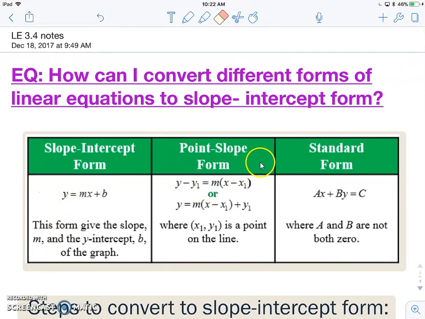And then we have these two other forms, point-slope form, which actually has two different variations, and then the standard form, ax plus by equals c. What we're going to be doing is taking these two forms and converting them to y equals mx plus b, or slope-intercept form, so that we can easily graph them. Because when we know the slope and the y-intercept, it's very easy to graph such equations on a line. So we just want to make sure that you're understanding this.